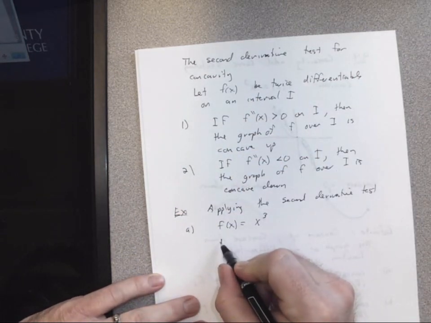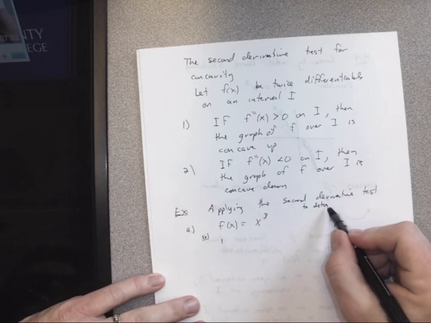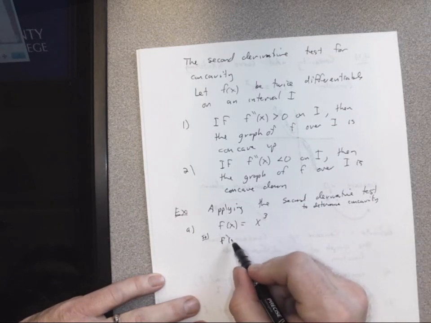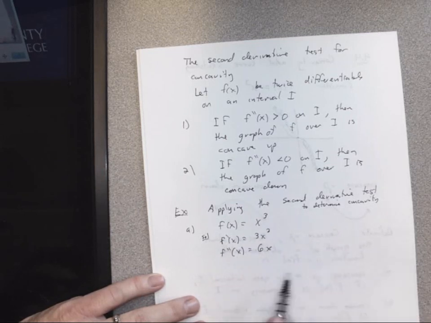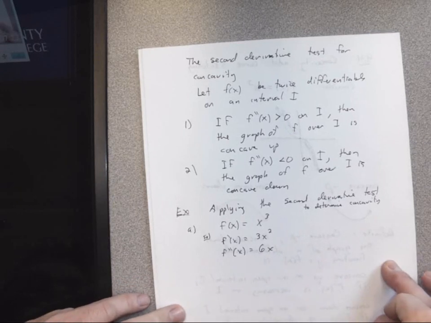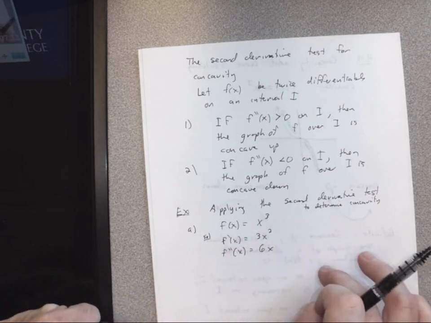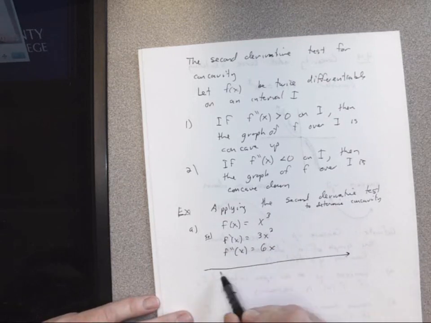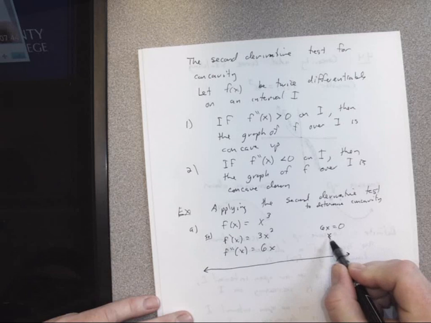So the solution here: determine concavity. f prime of x is equal to 3x squared, and f double prime of x is equal to 6x. What I'm going to do is cut the entire x-axis where this is equal to 0, and then essentially use test points for the intervals. If you look at the entire x-axis, where is this equal to 0? Well, 6x equal to 0 is when x is equal to 0.